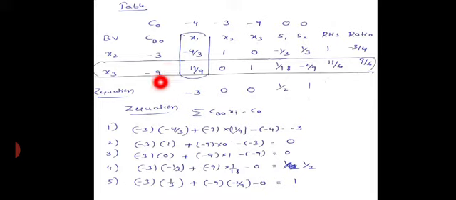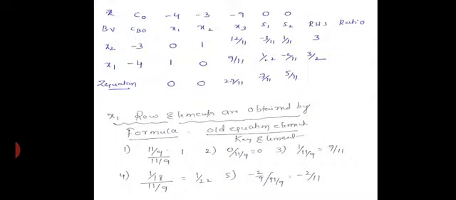And now what will happen? This x3 will be replaced by x1 now. This is called the key column, this is the key row, nothing but the entering variable and this is the leaving variable now. In the next table, here my x1 will be there, and x3 will be gone. The x2 coefficient will be -3 as it is. For x1, the coefficient in the objective function is -4.